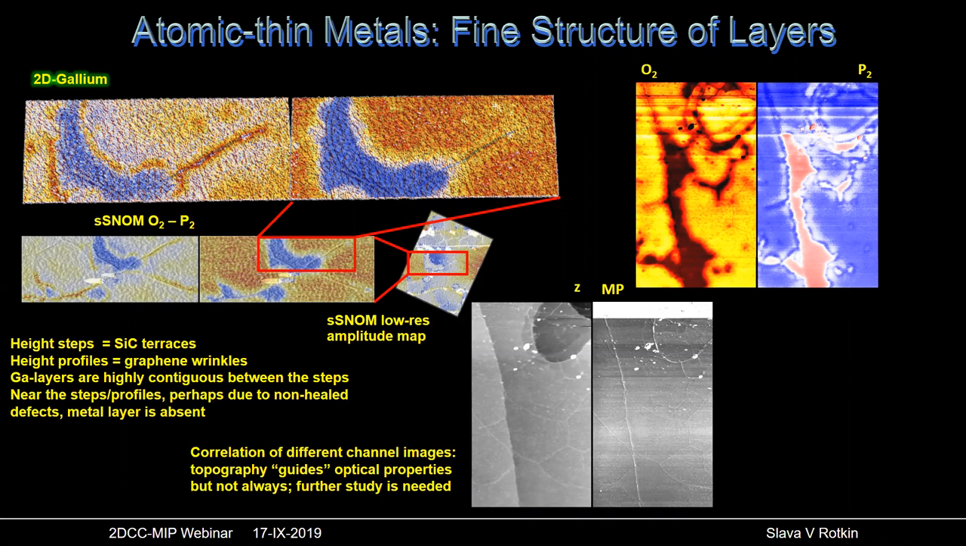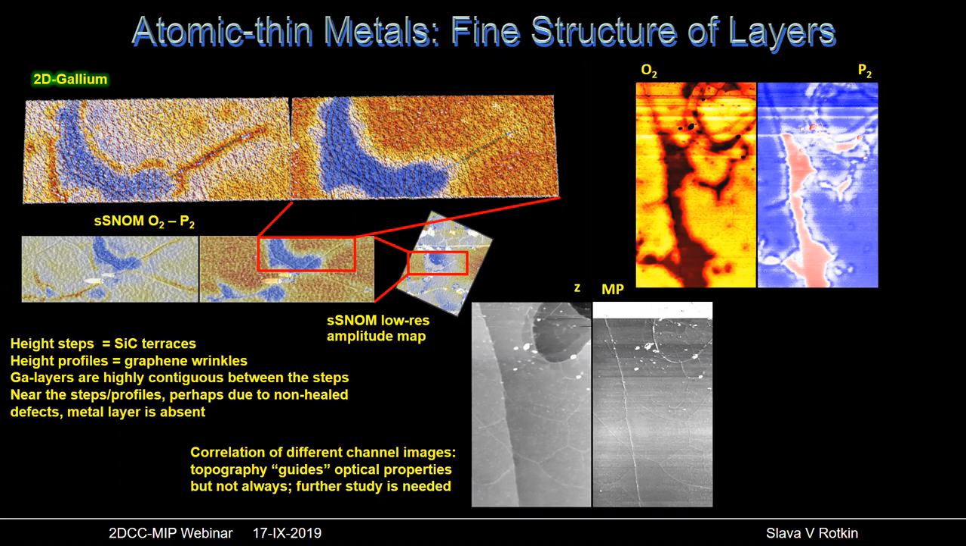The second, the pink-blue map, is the phase of the same area. Of the two gray images at the bottom, the left image shows the Z profile of the same area, and the second one shows the mechanical phase. Blue is the optical phase, the gray is the mechanical phase. The mechanical phase is actually very good for seeing tiny features on the surface of the silicon carbide.